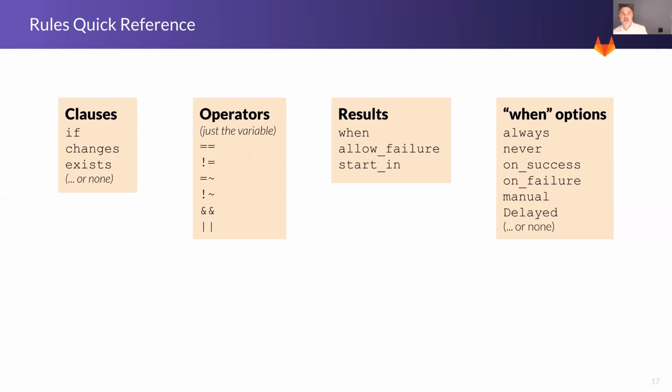Or none, and the only place where you can really use none is as the last element in your rules, in which case it's assumed that you got there and so you're just going to do something, right? The operators operate on variables. The equals equals is obviously equals to, bang equals is not equals to, equal tilde is for regular expressions. This is an and, this is an or. You can have just the variable, which will be true if that variable has any value at all.